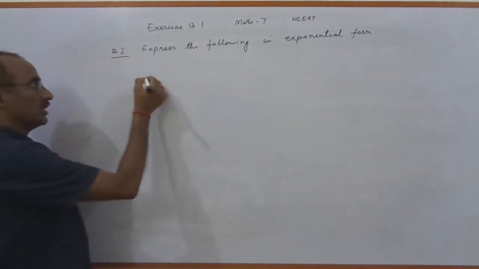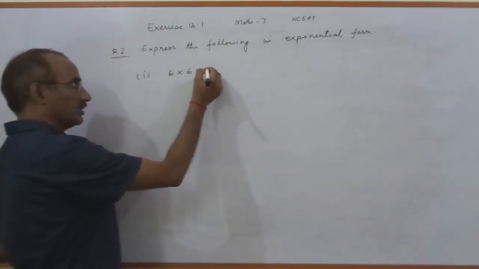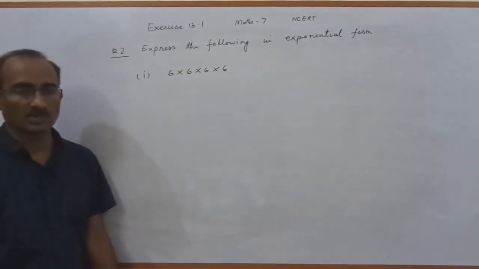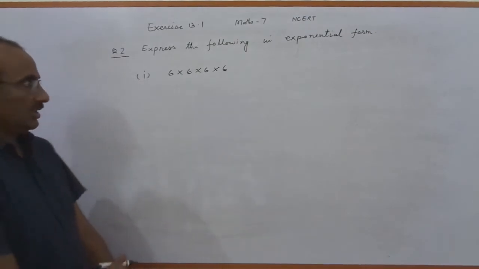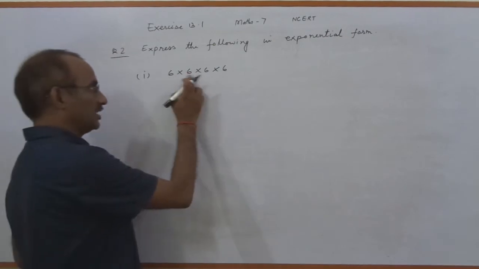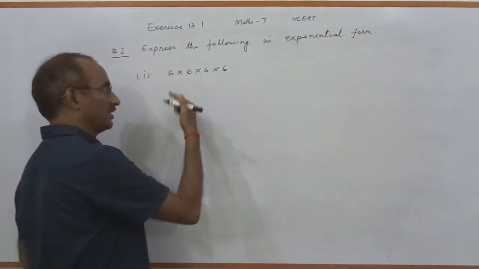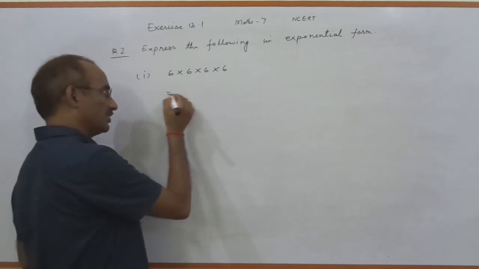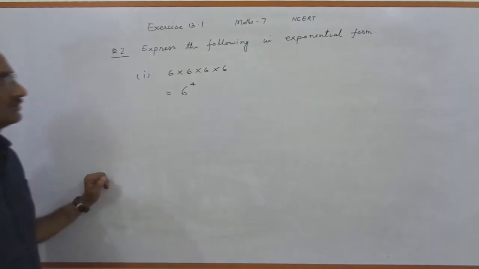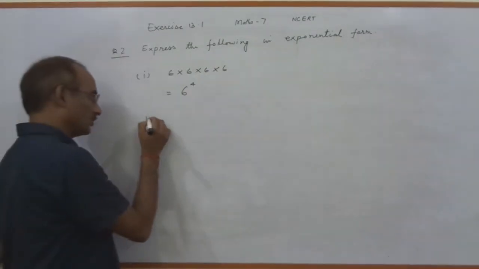The first question is 6 into 6 into 6 into 6. Here 6 is repeated 4 times: 6 multiplied with 6 multiplied with 6 multiplied with 6. So our answer is 6 raised to the power of 4. It is very easy. Now question second.